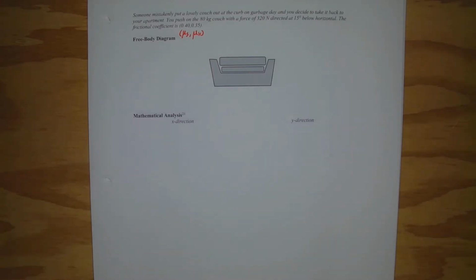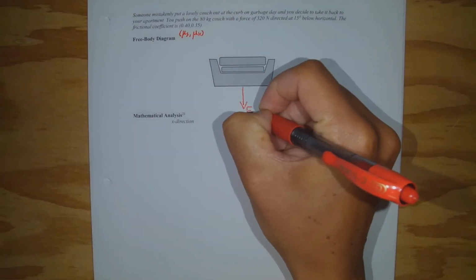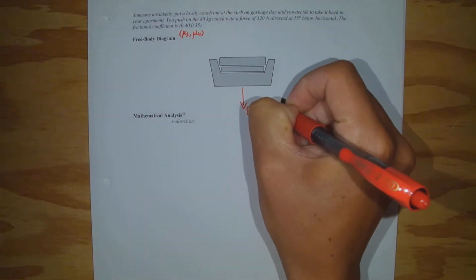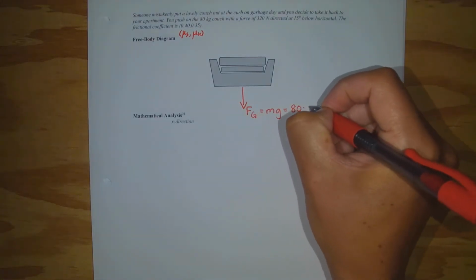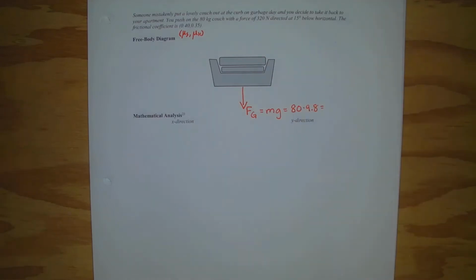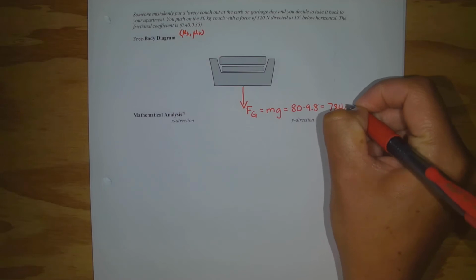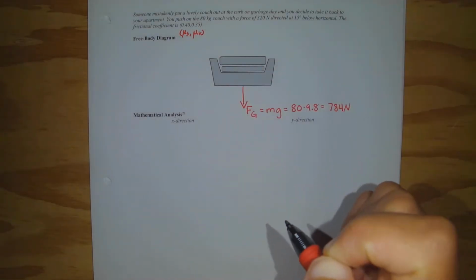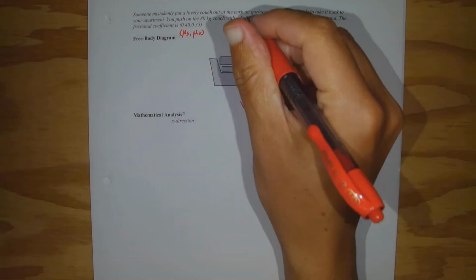Okay, so we have the couch here. We're going to draw the free body diagram. We have the force of gravity acting downwards. The force of gravity is equal to the mass times g. In this case, the mass of the couch is 80 kilograms. We multiply that by 9.8, and we get 784 newtons. And all the other forces that we have come from something which is in contact with the couch.